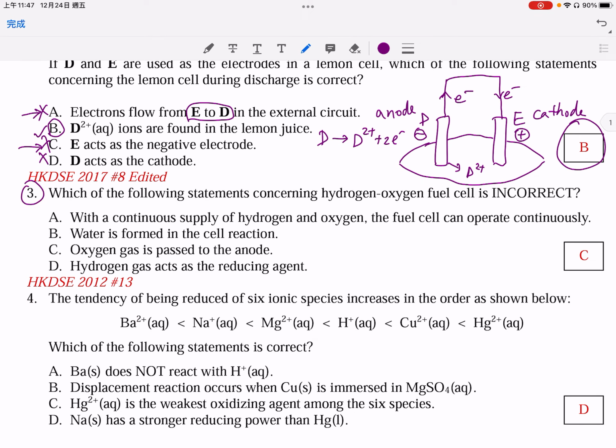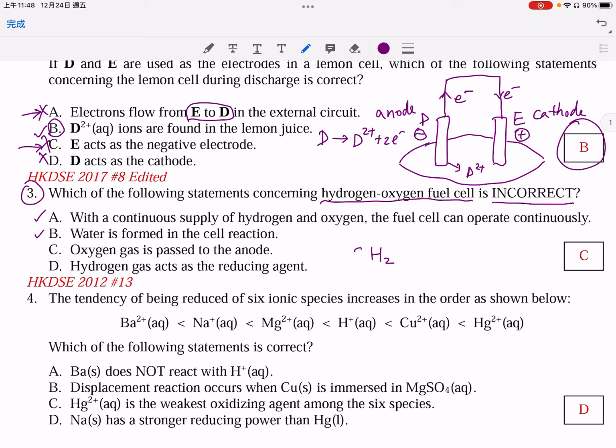Question number 3. Hydrogen-oxygen fuel cell. Incorrect statement. Okay, so let's check the options one by one. Option A is of course a correct statement. Okay, this is showing how the fuel cell works. Option B, water is formed in the cell reaction. This is of course a correct statement.